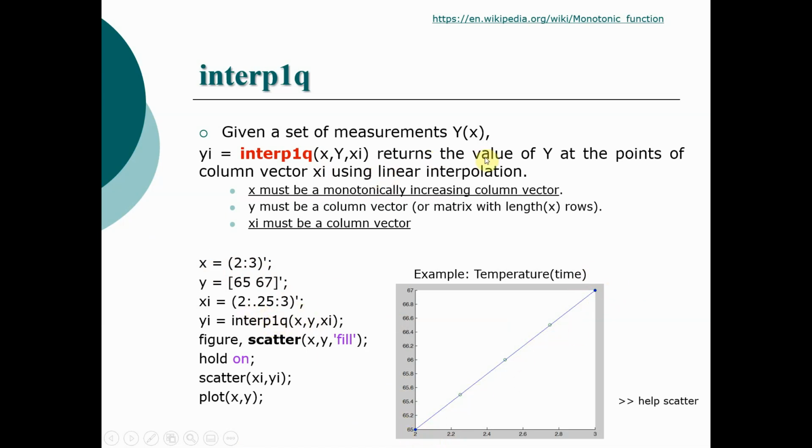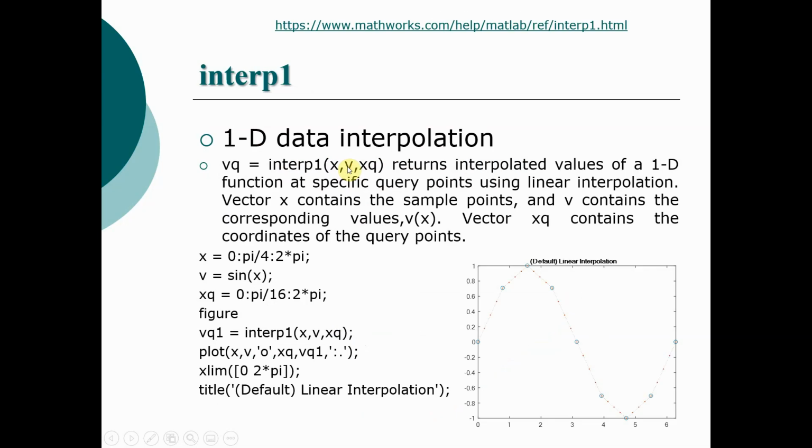So if we have our data points x and y's, and then we want to find the value of this line that connects the data points at other x values, you can use interp1q. There is a similar function called interp1, right? That can also be used to do that. It basically returns the interpolated value of a one-dimensional function at specific query points, right?